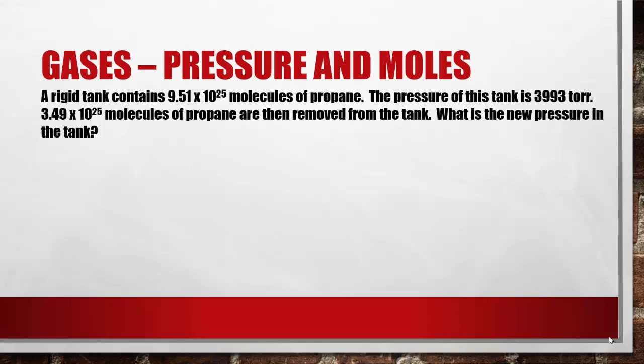So here's one last problem. A rigid container has 9.51 times 10 to the 25th molecules of propane. The pressure of this tank is 3,993 torr. Then 3.49 times 10 to the 25th molecules of propane are removed from the tank. What's the new pressure? Be sure you read the question carefully.